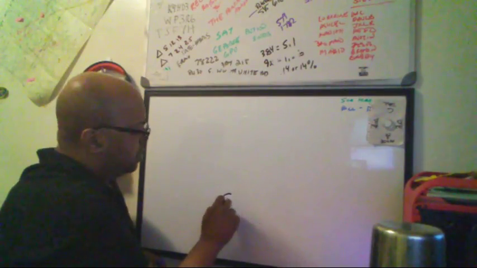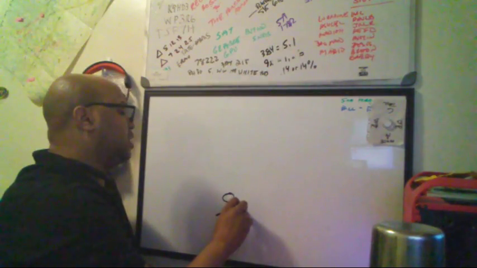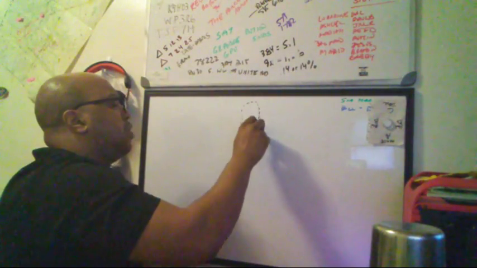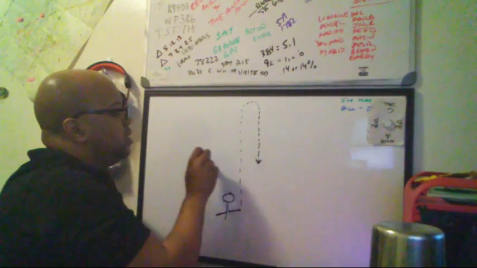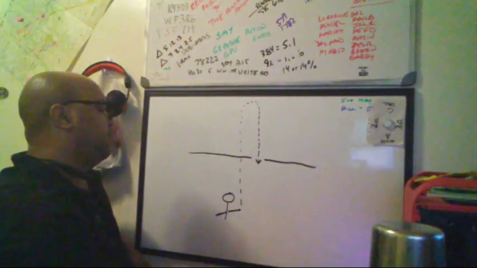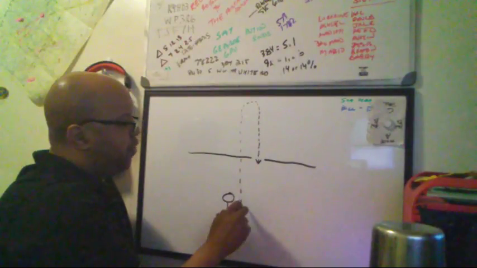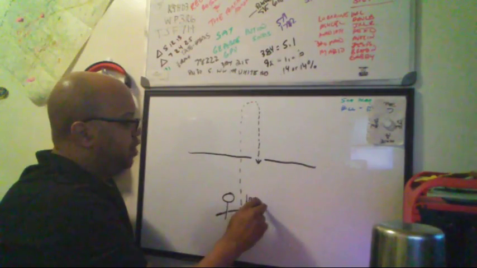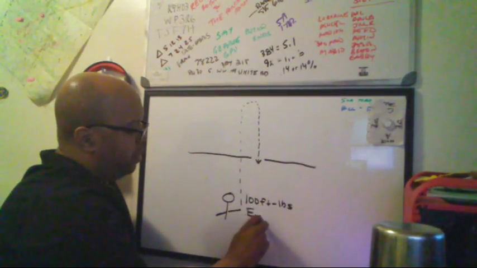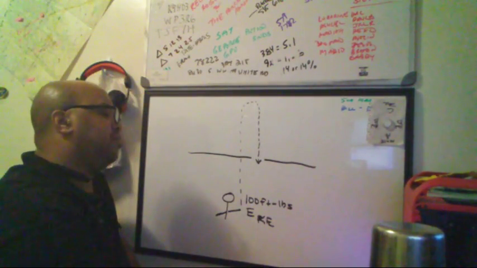Okay, so we have a person here on the bottom, and it says that they throw an object in the air. What goes up must come down, right? So let's say this is the halfway point. They said they threw the object in the air with a force of 100 foot-pounds of kinetic energy.